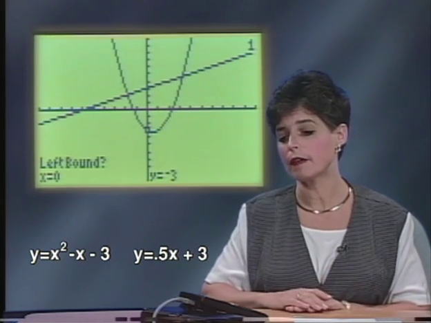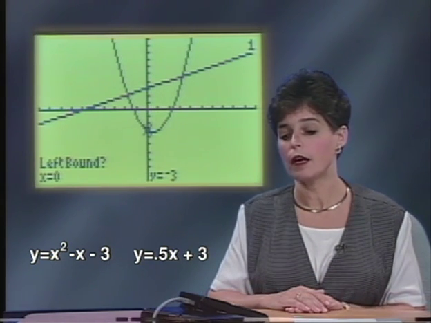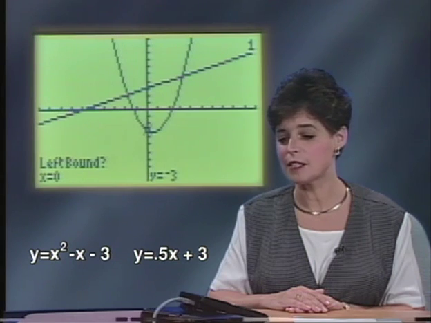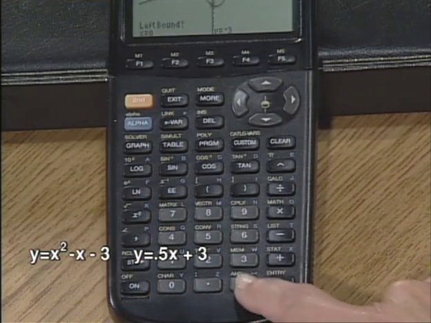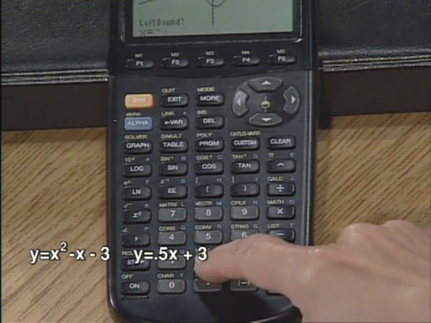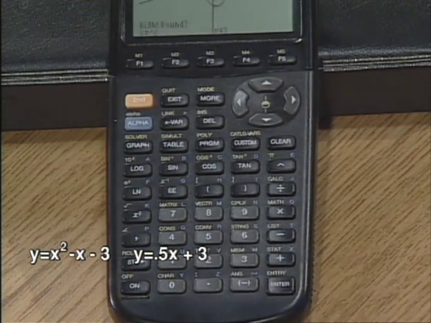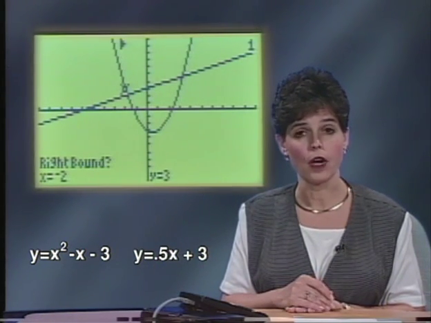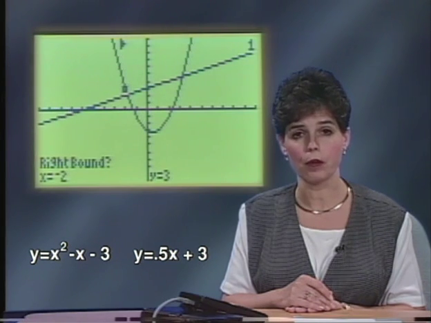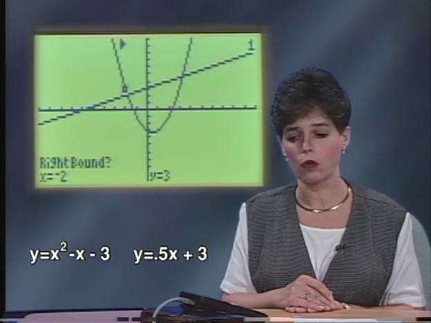Now it looks to me like that x-intercept is between x values of -1 and -2. So at this time when it asks me for left bound, I'm going to type in the number -2 and press enter. Notice the little triangle up there on the top, that arrow that's pointing in. It's going to help us get an area that we can work with.